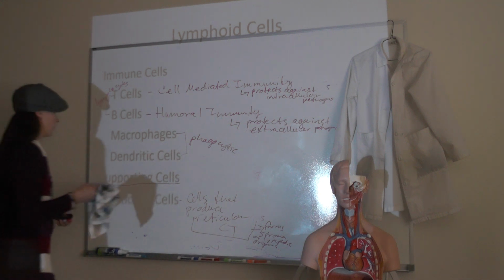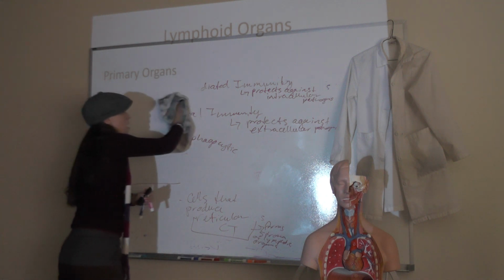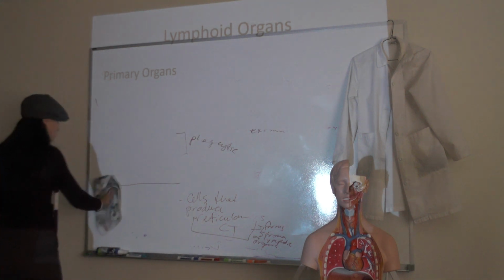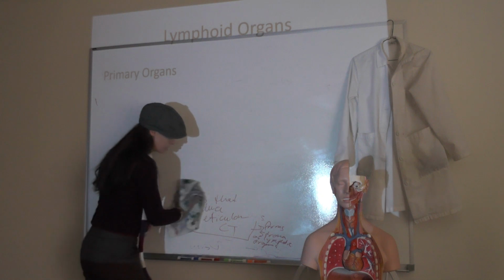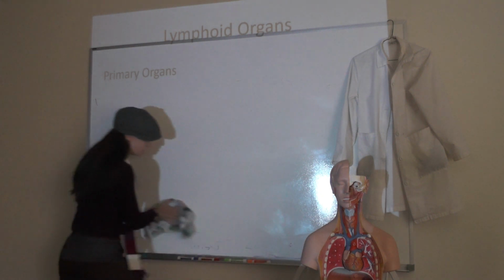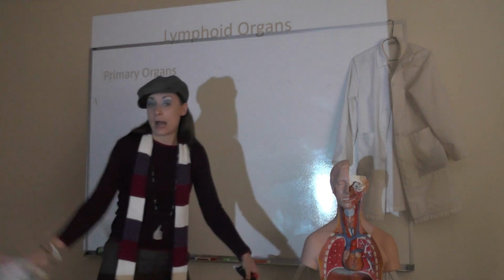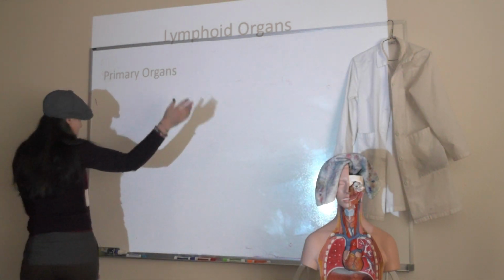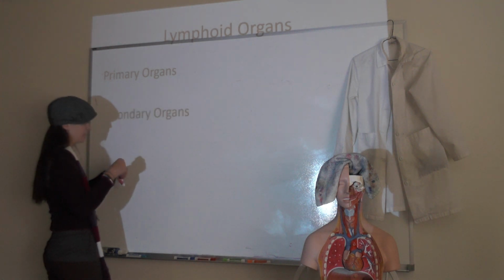Okay. Well, what are our lymphatic organs? We break them down into two classes. Our primary organs, which are involved in the production and maturation of lymphocytes, the specific ones. And our secondary organs, which are involved in some other way in housing those lymphocytes or in doing something else with the immune system. So everything else. Everything else in the lymphatic system is a secondary organ.